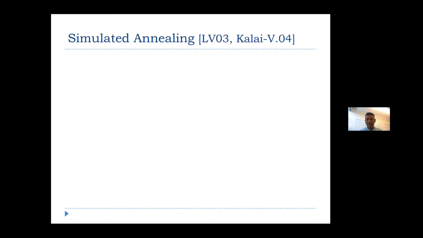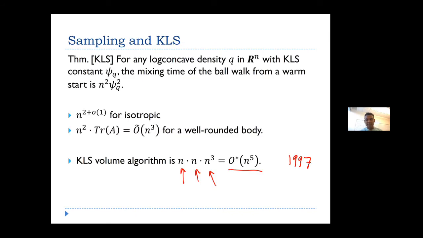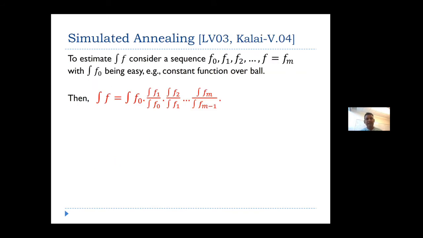Now, how do we go beyond this? It seems quite tight, right? n phases, n samples per phase, n cubed. In fact, you could say you must take n phases because the volume of your initial body and your final body will in general be off by an exponential factor. And so, how could you have fewer than n phases? So here's where we go to a more general setting.